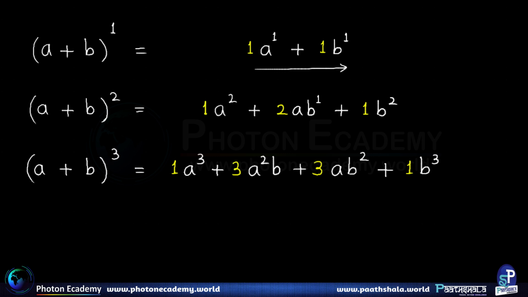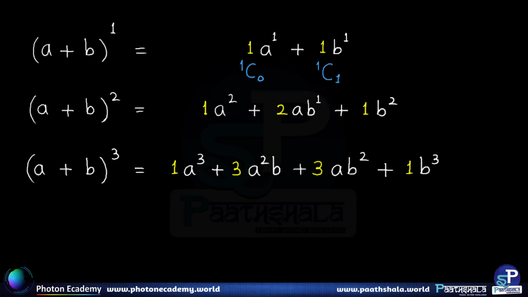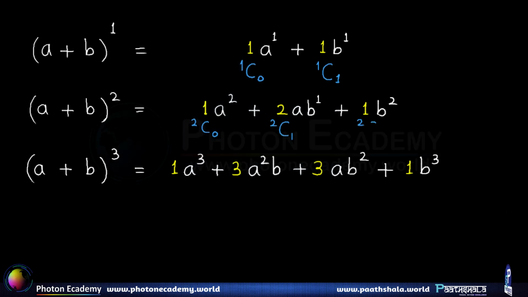So the pattern is like this. The number 1 in the first expansion is obtained as 1C0 and the second one is obtained as 1C1. Similarly, the numbers 1, 2 and 1, the coefficients in (A plus B) raised to 2, are obtained as 2C0, because you see that 2C0 is nothing but 1, then 2 is nothing but 2C1, and the last one is nothing but 2C2. I think now you can see what is happening.